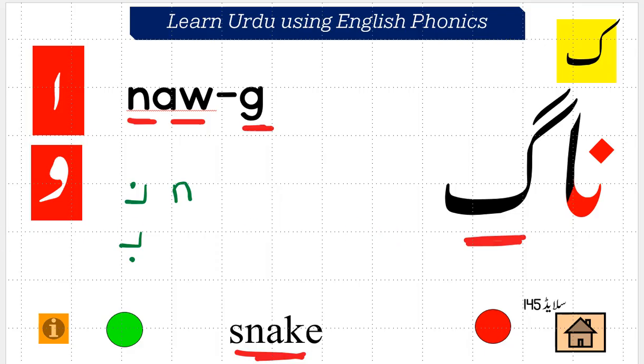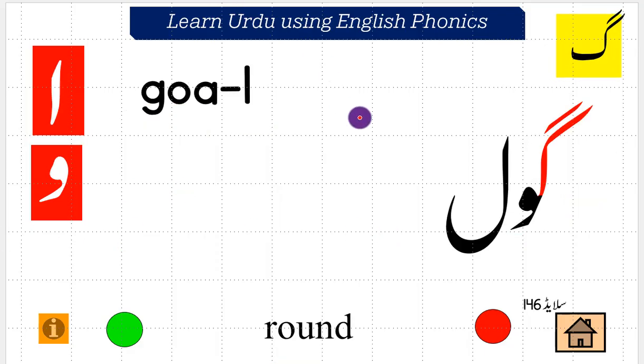Let's move on to learn the joining form. I have got another word over here, so we'll be blending this one.